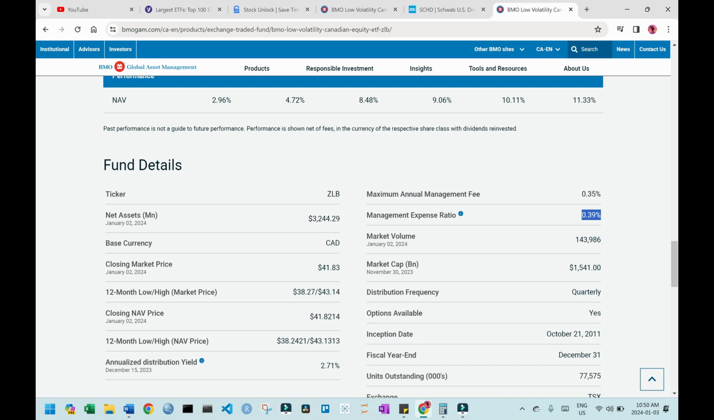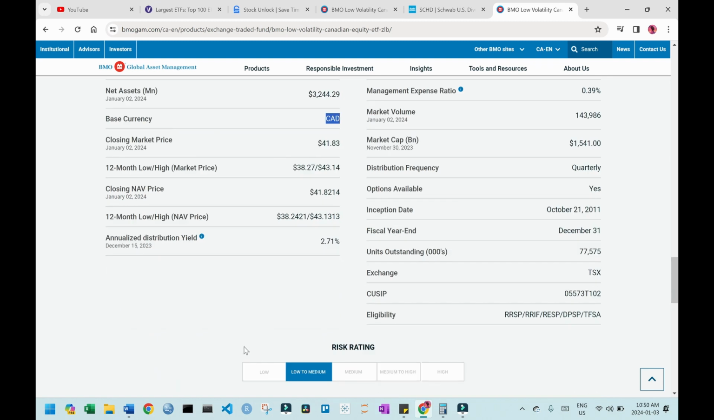The volume is also not bad, which means that if you want to get out of your position quickly, you can, because it's being traded a lot. Well, not a lot, but enough so that you can easily get funds if you so need. The base currency, which is something important to note, is Canadian dollars, and it's rebalanced quarterly, and it pays its dividend quarterly as well. So that's really important for me.